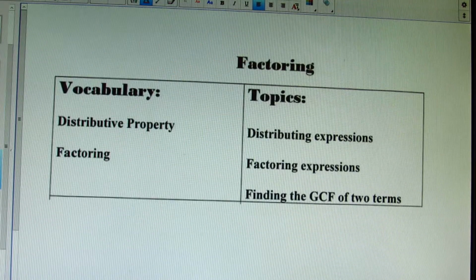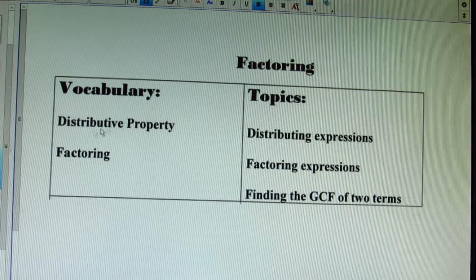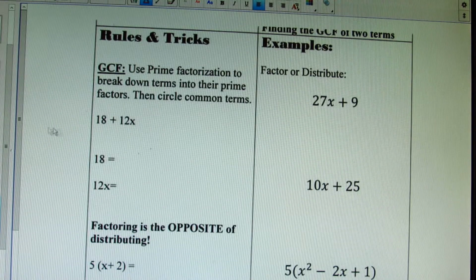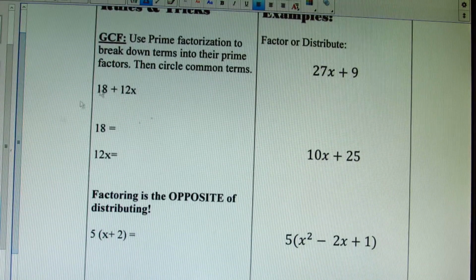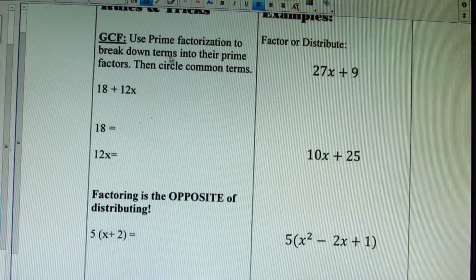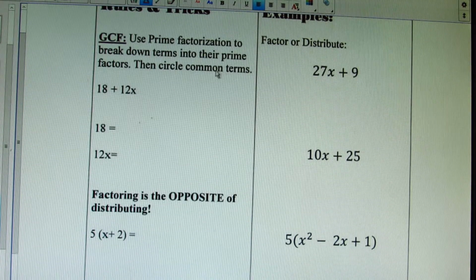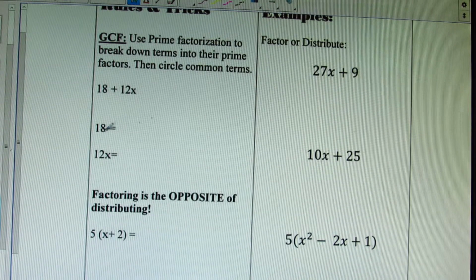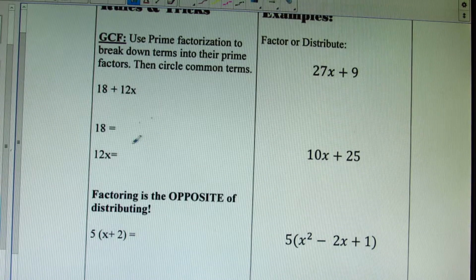Okay? Moving on to factoring. In order to do factoring, you have to know the distributive property, know how to factor expressions, and find the GCF. We had already done one example, but here's a couple more if you need more practice. You can use prime factorization to break down terms into their prime factors and then circle their common terms. Instead of prime factors, I usually just break them down into their typical factors.